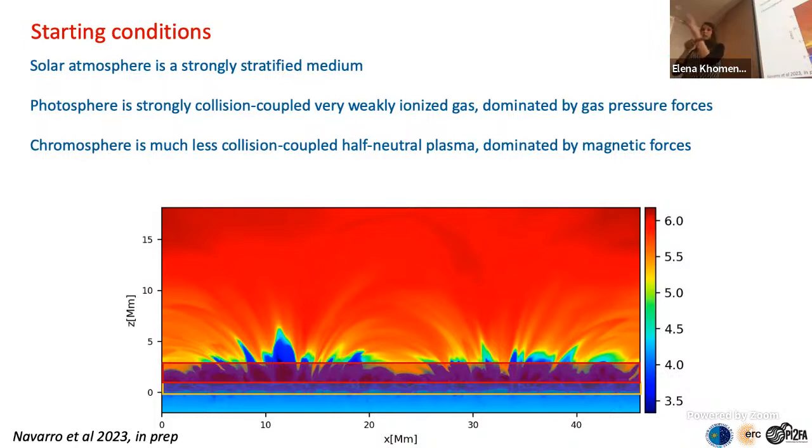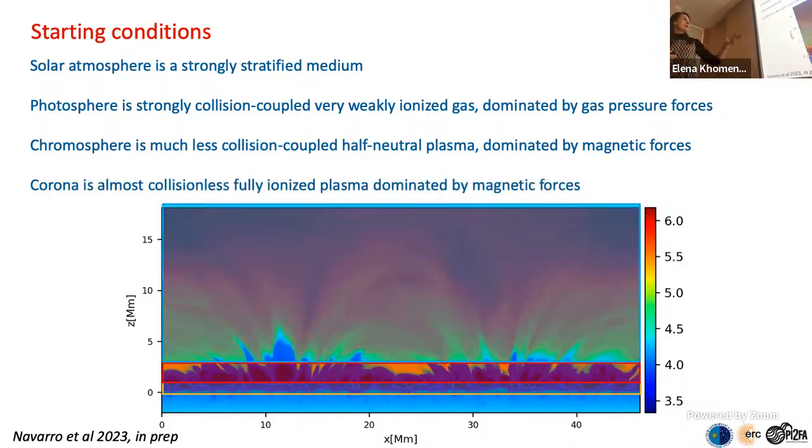If we had a situation where everything is fully collisionally coupled, everything should move like a single stream. But because of this lack of collisional coupling, because of the very low densities, these populations can move differentially with respect to each other. And this is what produces these multi-fluid effects in the chromosphere. But then on top of that, of course, we have the corona, which is again fully ionized, but almost collisionless. So it's a very interesting system from the theoretical point of view.